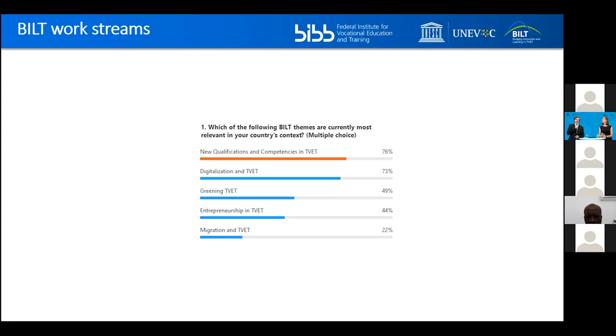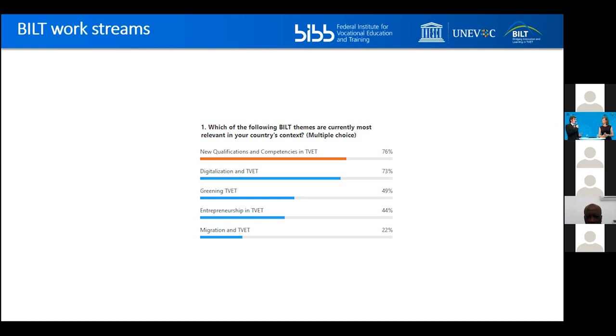This might be through, for example, the recognition of prior learning. How do you assess those migrants? How do you test them? How do you provide them with skills they might not have had because of their disrupted learning and their transition to a new life, a new society? So when we talk about migration and TVET in the BILT context, it is about how TVET providers can work with a range of stakeholders in that process to successfully integrate those migrants.